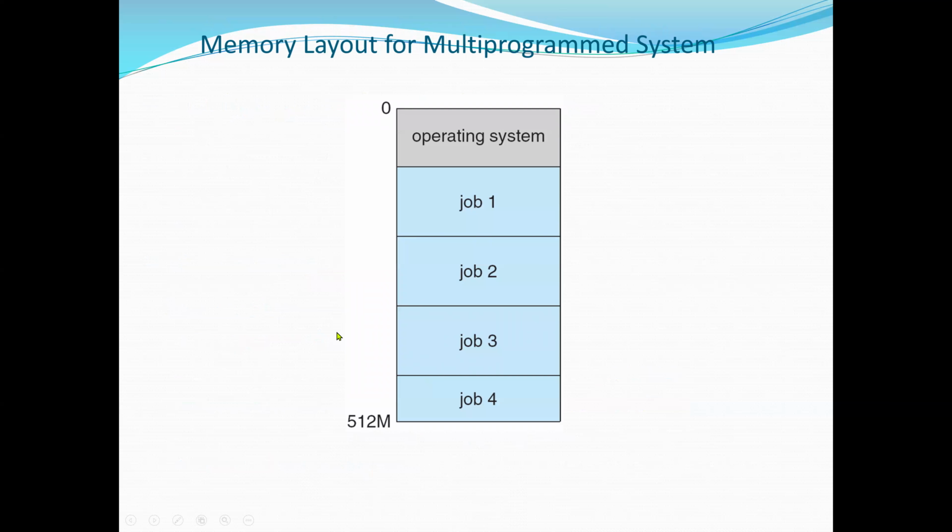This is a memory layout for a multiprogram system. We have the operating system, and we have up to 4 different jobs. Here we can see the memory is 512 megabytes, 0 to 512.